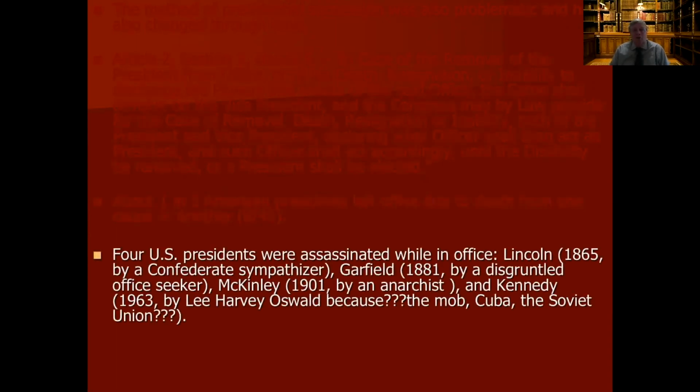4 U.S. presidents were assassinated while in office. These were Lincoln in 1865, assassinated by a Confederate sympathizer. Garfield in 1881, assassinated by a disgruntled office seeker. William McKinley in 1901 was assassinated by an anarchist, and John F. Kennedy in 1963 assassinated by Lee Harvey Oswald because, who knows, the mob, that's one theory. Cuba, another theory. The Soviet Union, yet another theory. That mystery has never been resolved.